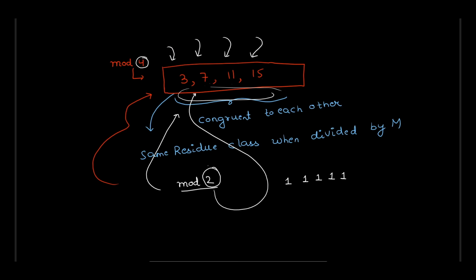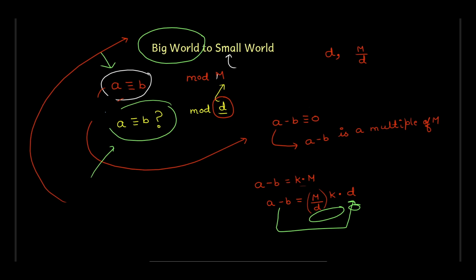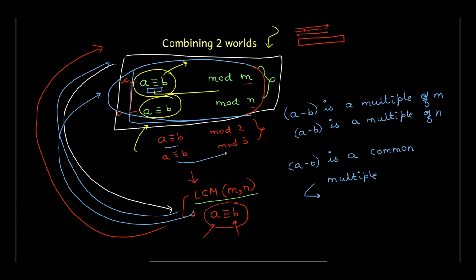So, okay, let's quickly summarize what we have gained so far. First of all, we concluded that if two quantities are equal in a bigger world, then they will also be equal in a smaller world, if you curate the smaller world carefully by picking a divisor. This was one thing. And then we said that if two numbers are identical in two smaller worlds, then they will also be identical in a bigger world, and that bigger world is the LCM of these two numbers.